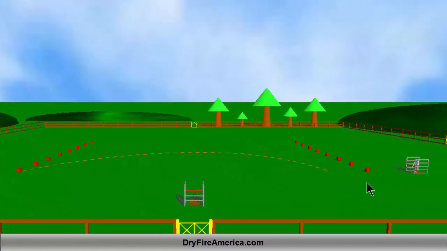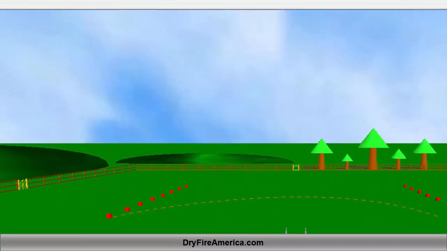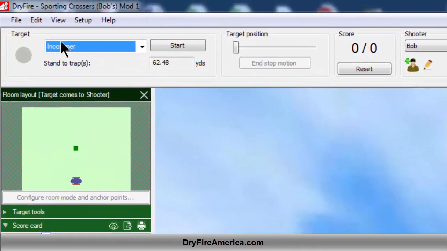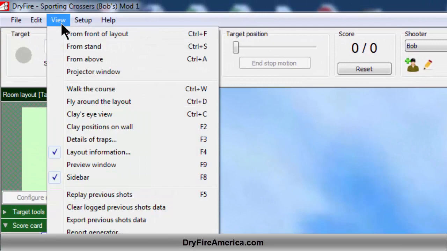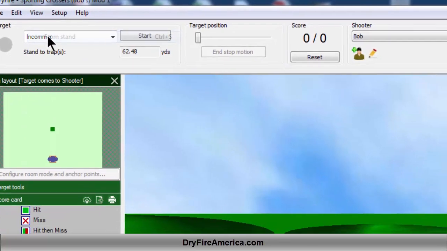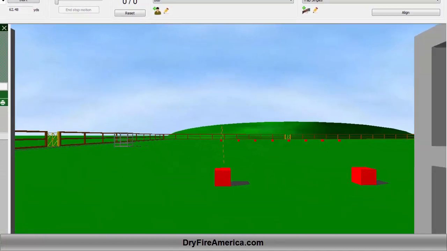And now notice what we have. We have the shooter over here, about 8 yards behind this trap, facing this direction, looking straight down at this trap in this position. Now, the next thing that I'm going to do is I'm going to show you what this target looks like from the shooter's position. And I'm going to do that by coming up here to View, and I'm going to come down and say From the Stand.